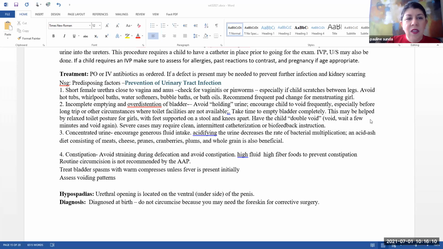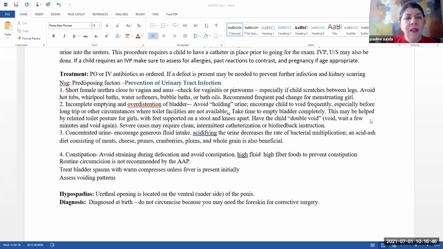Nursing, predisposing factors. So let's prevent urinary tract infections if we are able to. What kinds of things predispose people to have urinary tract infections? Number one, females have a short urethra, which is close to the vagina and anus. So here we want to check for vaginitis or pinworms, especially if the child is scratching in between their legs. Avoid hot tubs, whirlpool baths, water softeners, bubble baths, and bath oils. Also recommend frequent pad changing for girls who are menstruating.